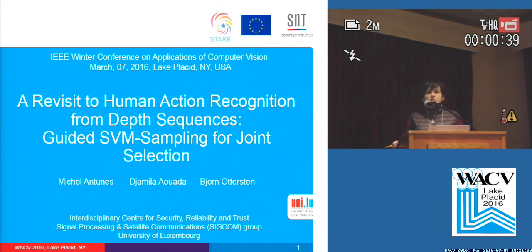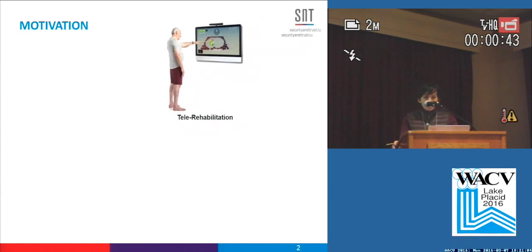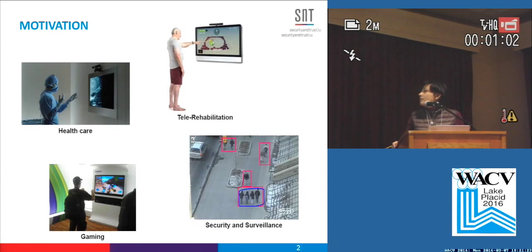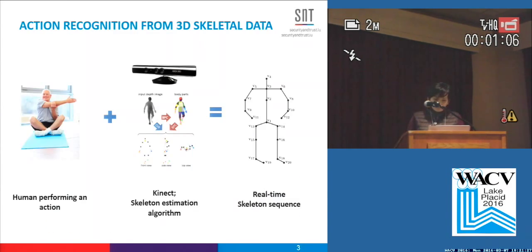And this work is part of a European project called STAR, where one of the goals is to build a telerehabilitation system for stroke survivors. For this system, we need an efficient action recognition algorithm. For that, we use a Kinect camera. This kind of algorithm can be used for other applications. We cite healthcare, gaming, security, surveillance.